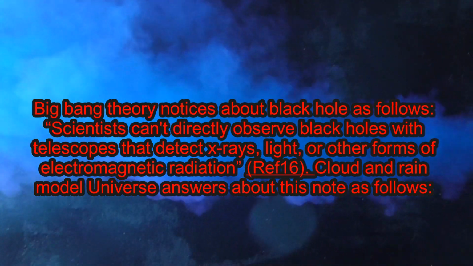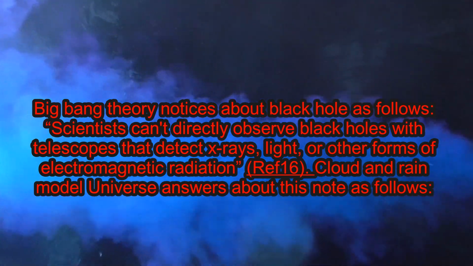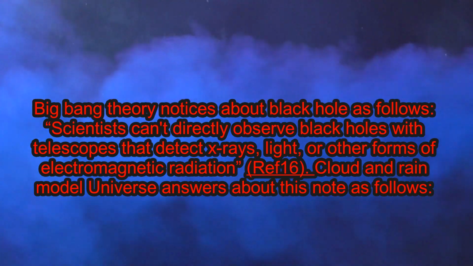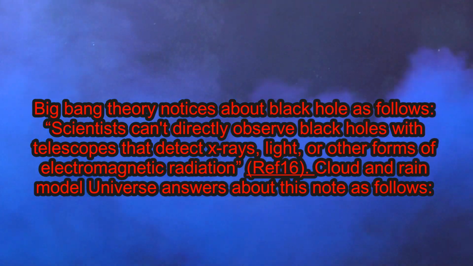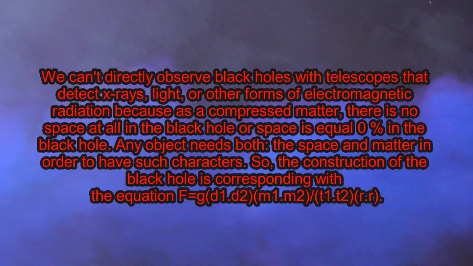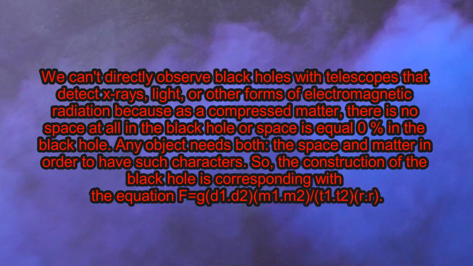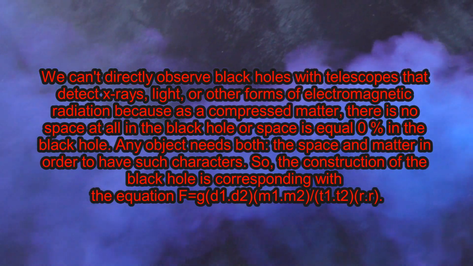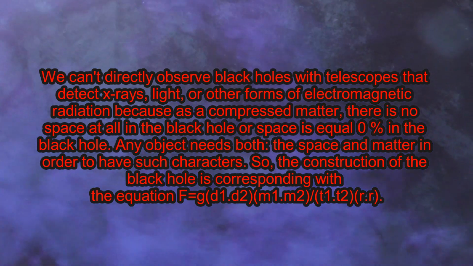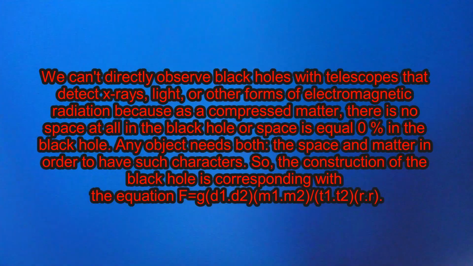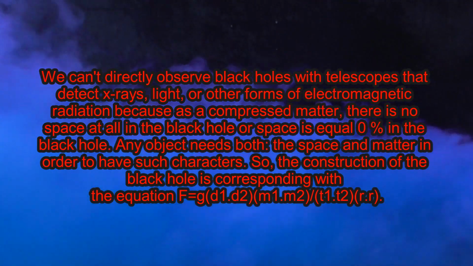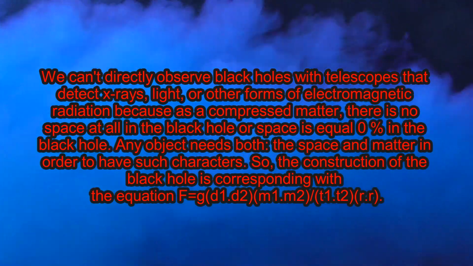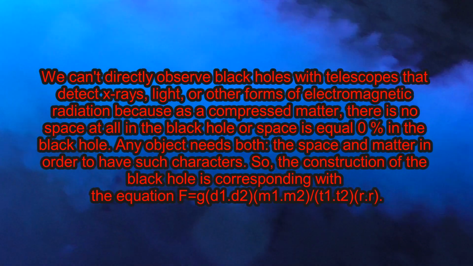Big Bang theory notes about black holes as follows: Scientists cannot directly observe black holes with telescopes that detect X-rays, light, or other forms of electromagnetic radiation. The cloud and rain model universe answers about this note as follows. We cannot directly observe a black hole with telescopes that detect X-rays, light, or other forms of electromagnetic radiation because, as a compressed matter, there is no space at all in the black hole, or space is equal to 0% in the black hole. Any object needs both space and matter in order to have such characters. So, the construction of the black hole corresponds with the equation F equals G times D1 times D2 times M1 times M2 divided by T1 times T2 times R squared.